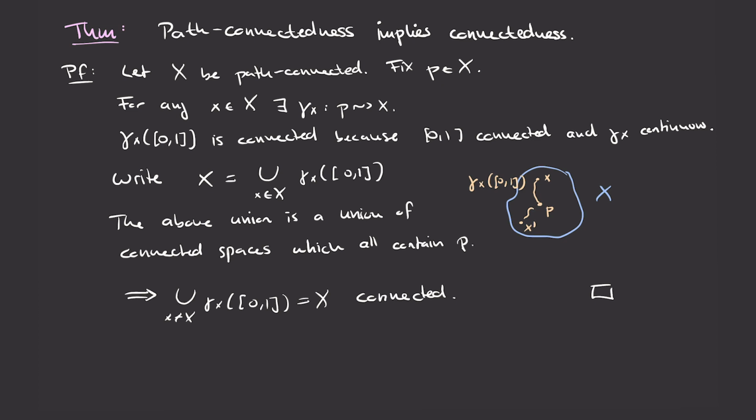Okay, so this establishes that path connectedness is stronger than connectedness. In particular, if we can show that a space is path connected, which tends to be easier, then it also shows that the space is connected. And now with this tool in hand, we can come up with a bunch of examples of connected spaces, which was difficult to do before.